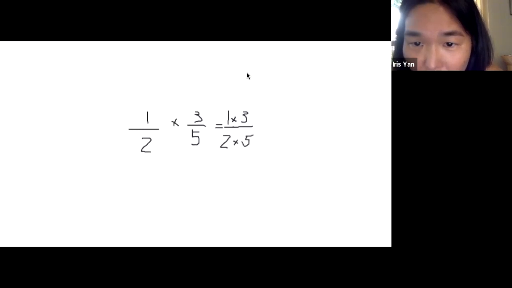So that's going to be 3 divided by 10, if that's okay.